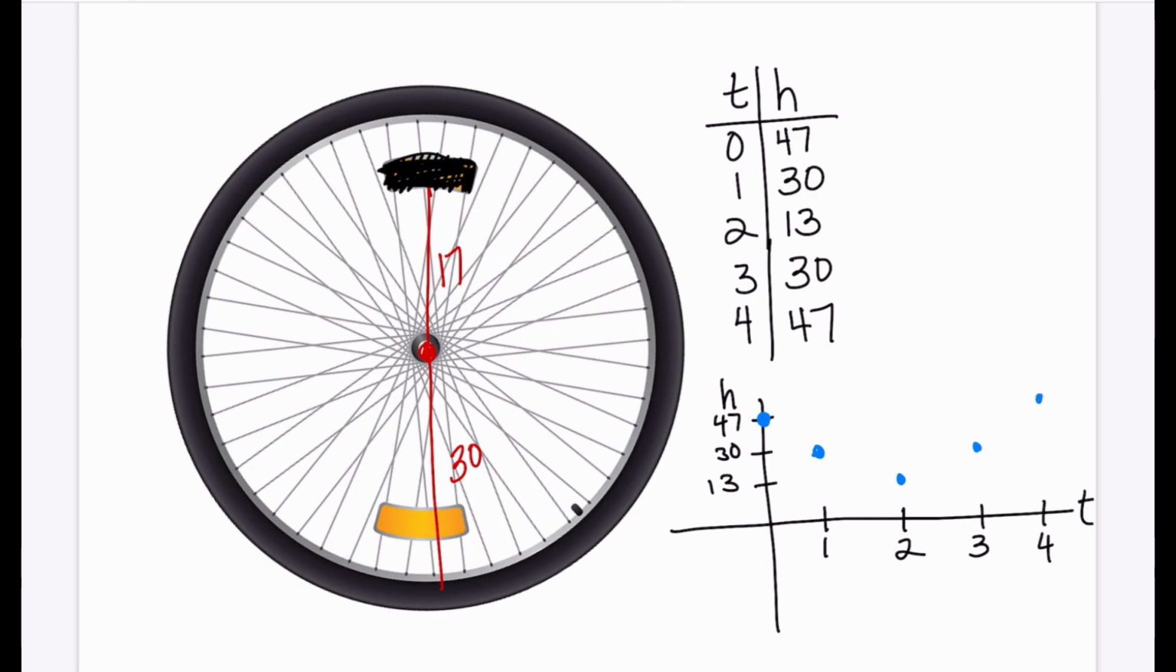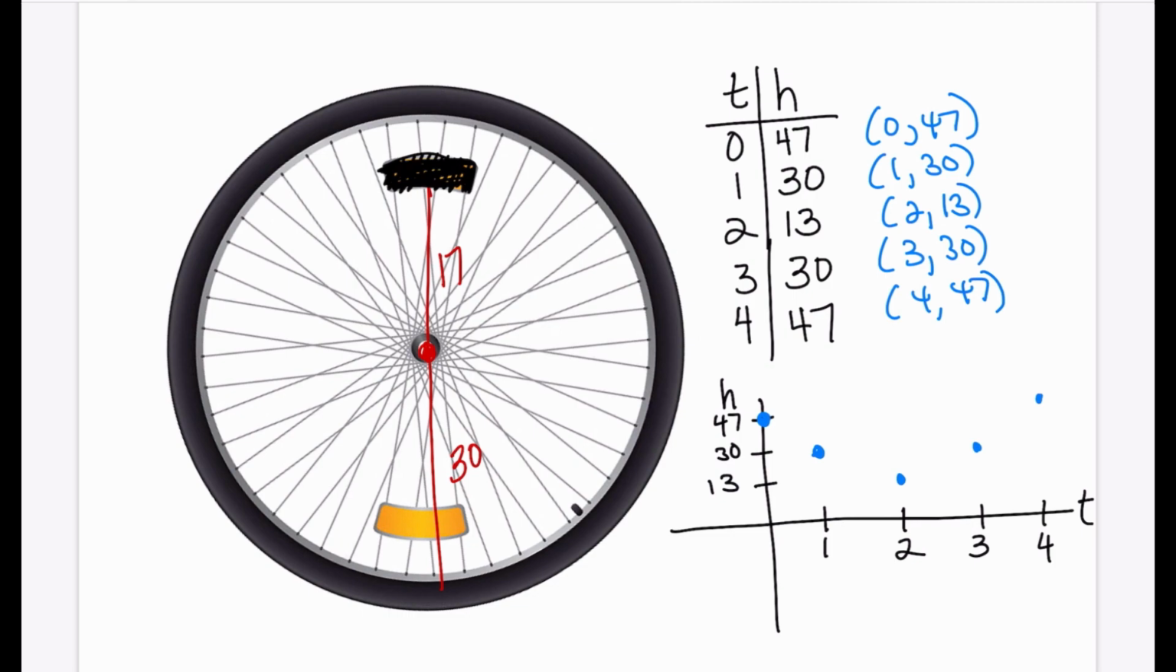All I'm doing is graphing the points that I figured out every single time that I rotated my wheel. Okay, so I basically grabbed these as my ordered pairs and I went ahead and plotted them. So now notice that this resembles a sine graph or a cosine graph. If you said cosine graph, you are correct.